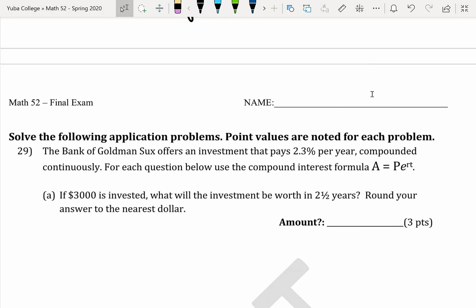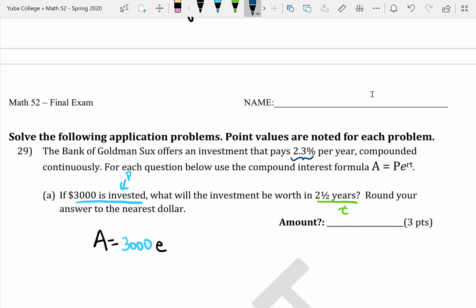So this is pretty much a calculator problem. Our amount's going to equal our initial amount invested, which is 3,000, all times e raised to the rt. Oops, and our interest rate. Our interest rate here is 2.3%. We want to put this in decimal form, so 0.023 times t, and t is 2.5.